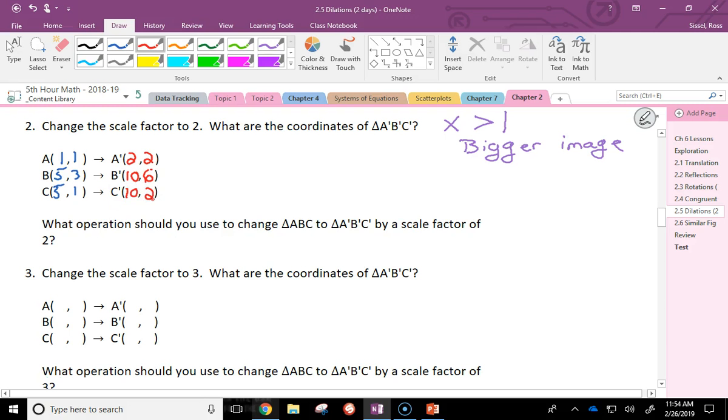So if I look at those, give me your Starbucks. What operation did I do to get from my first triangle to my second triangle? Ryan? And what did we multiply by?